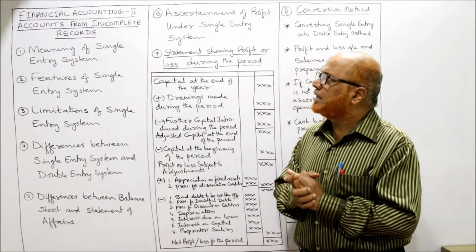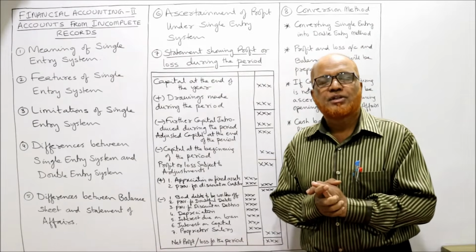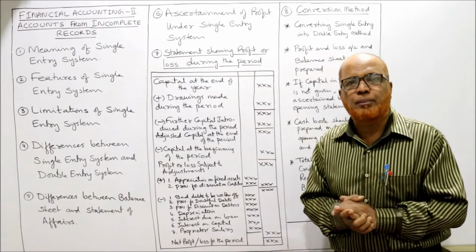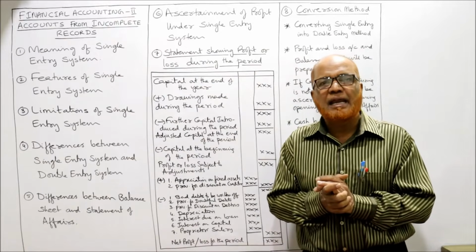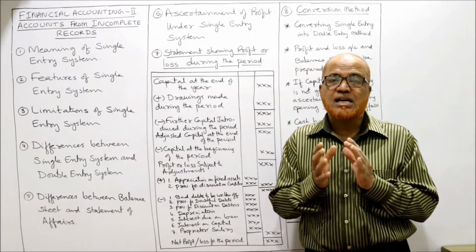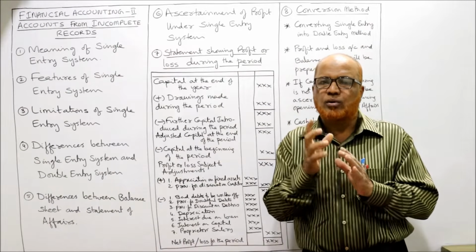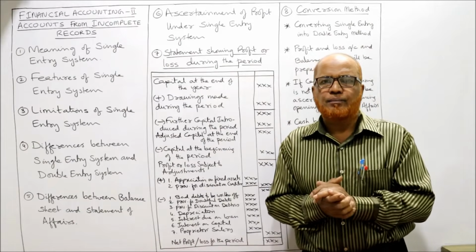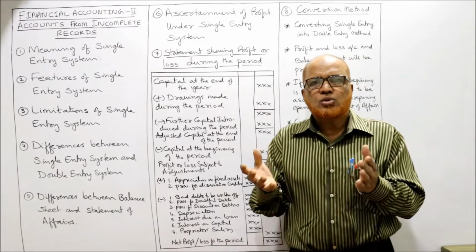Accounts from incomplete records. It is also called the single entry system. Before learning the single entry system, we'll recap our points on the double entry system of bookkeeping. Most students and viewers already know the concept of the double entry system. It is a system of bookkeeping in which both aspects of the transactions are recorded. When both aspects are recorded, one account is debited and another account is credited. So in every transaction, one account is debited and another is credited, and the total of debits will be equal to the total of credits. That is called the double entry system.